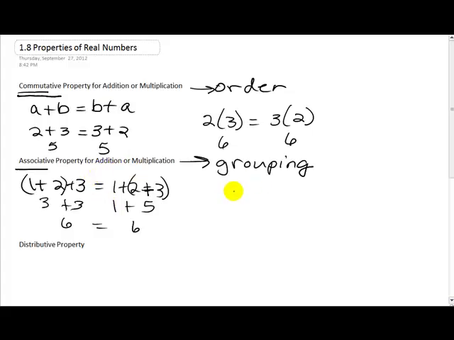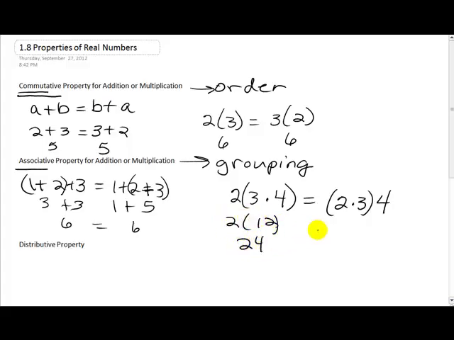It works for addition or multiplication. If we have 2 times 3, well, let me do this, times 4, that's going to be the same thing as 2 times 3 times 4. We've got 2 times 12, 24. 6 times 4, 24. We're multiplying the same numbers, just in a different group. And so the associative property.